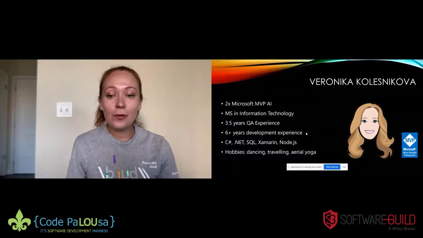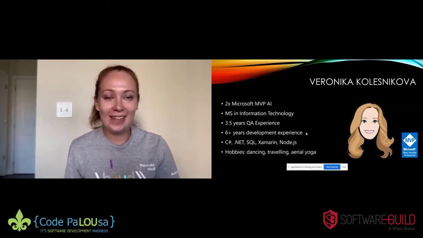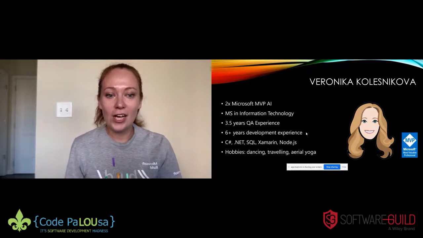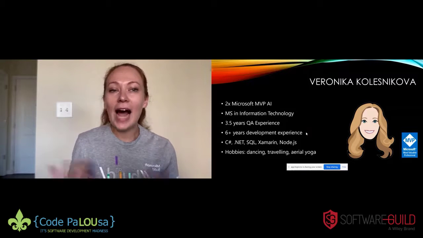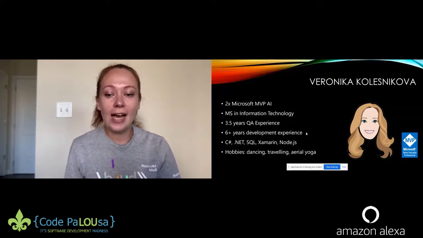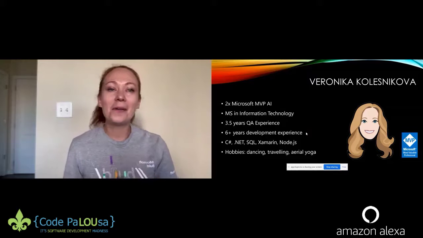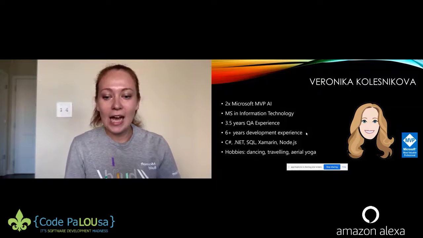For everyone who doesn't know me, here's a couple of things about me. My name is Veronika Kolesnikova. I am twice Microsoft MVP in AI. I just got my second Microsoft MVP award in July, last month. I have a master's degree in information technology. I started my career as a quality assurance engineer, and then I moved to development. And now I have probably around 7 years of development experience.